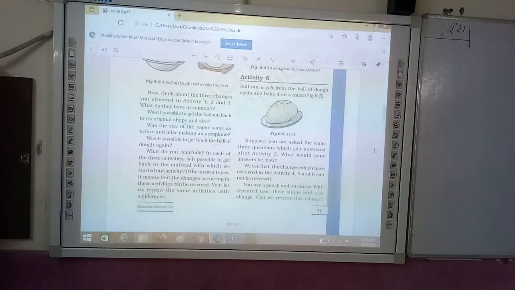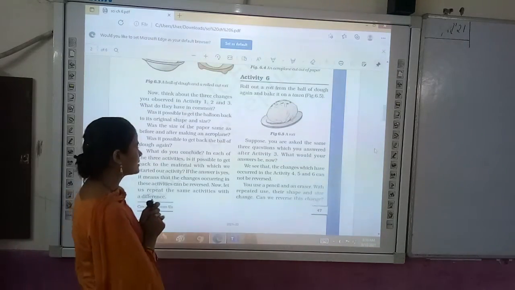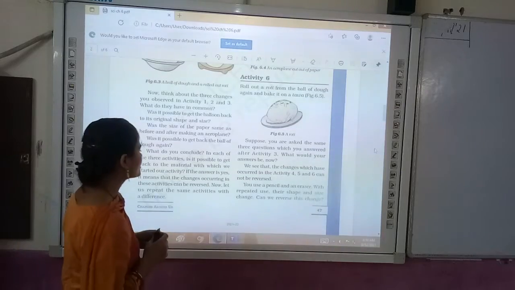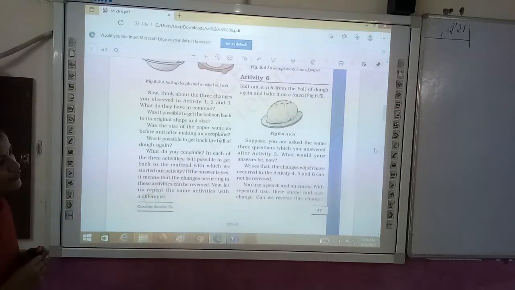So what do you conclude? Now what do you observe? In each of 3 activities, is it possible to get back to the material with which we started our activity? ये जो आपने एक्टिविटी की है 1st, 2nd and 3rd, we observe that these changes are reversed. We can reverse the changes, these 3 changes, which is given in activity 1, 2 and 3. If the answer is yes, it means that the changes occurring in these activities can be reversed.